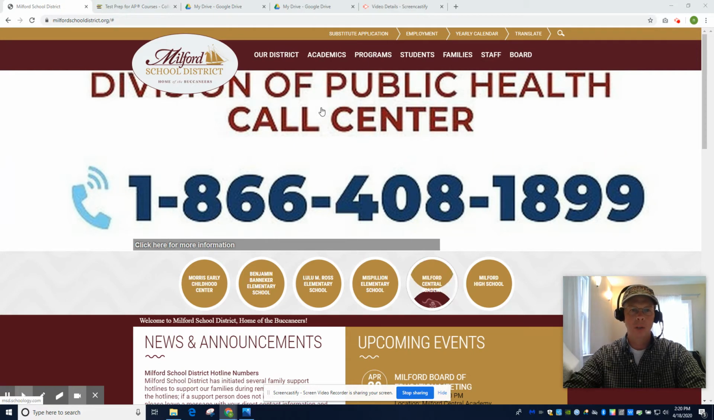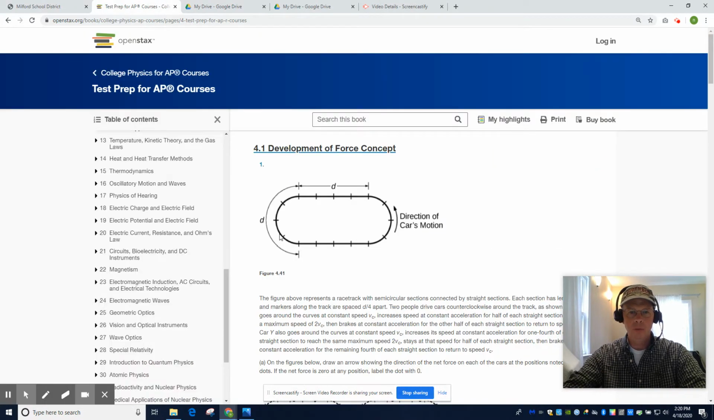review question about car X and car Y. They have a speed of VC going around the turns, a distance D. Car X accelerates constantly for the first half of the straightaway up to 2 VC and then decelerates constantly back down to VC. But car Y accelerates more quickly up to 2 VC for the first quarter of the straightaway, maintains 2 VC, and then comes back down in the last quarter.